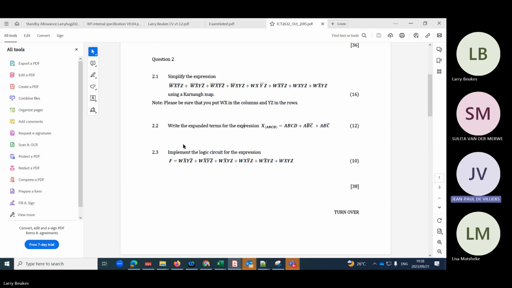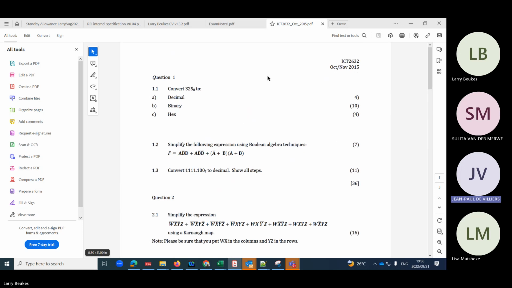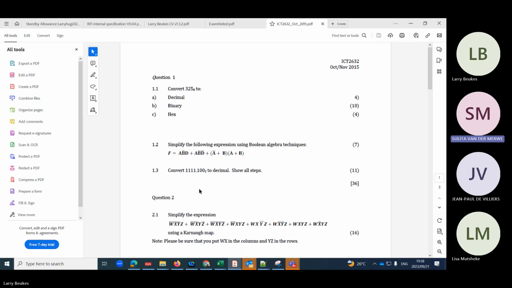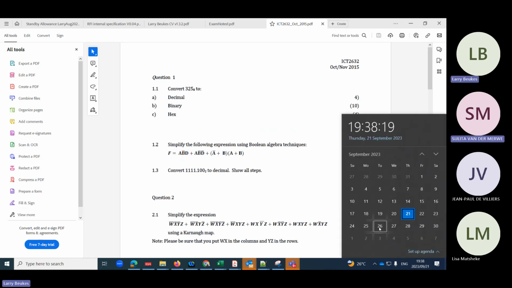Is the test on the MyUnisa site, or does it still need to be uploaded? I will upload it now. Also, guys, please can the next session not be too far away because the exams are starting really soon and everything is packed. The next session is on the 26th. Okay, Tuesday, fine. The same time. Yes, same time, same link, everything the same.